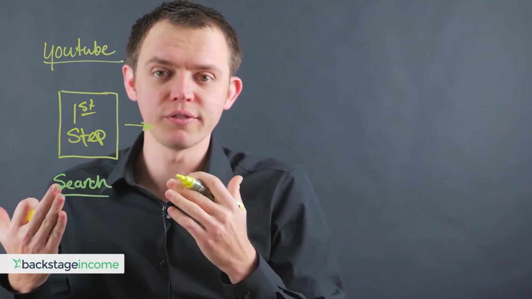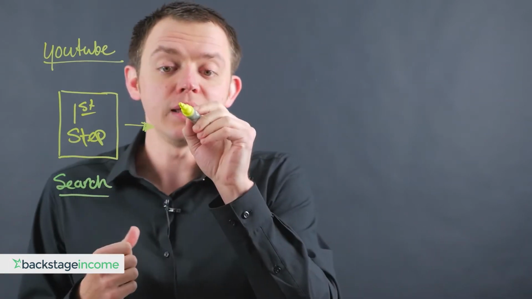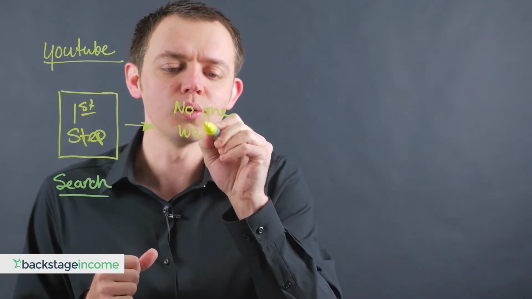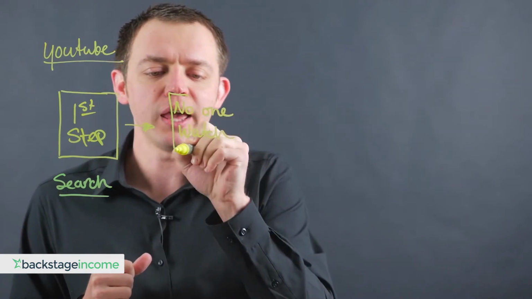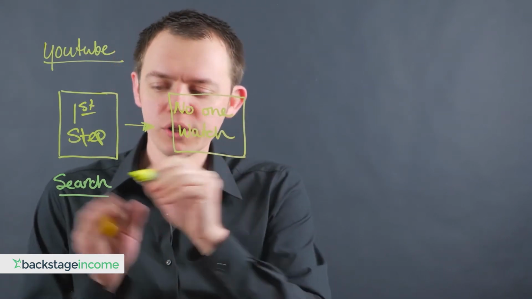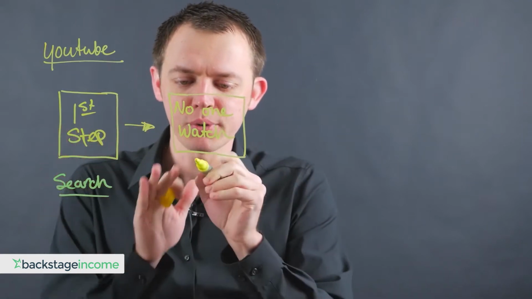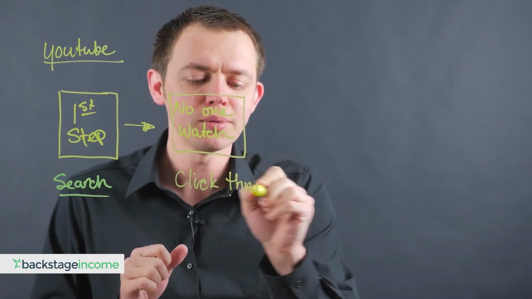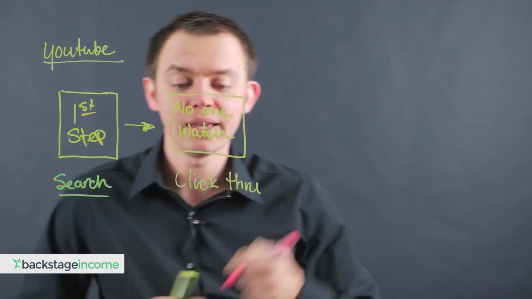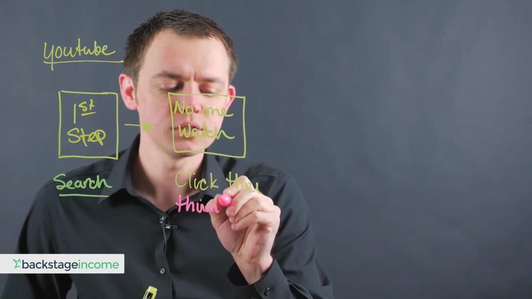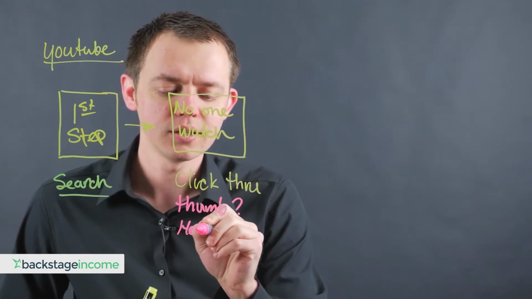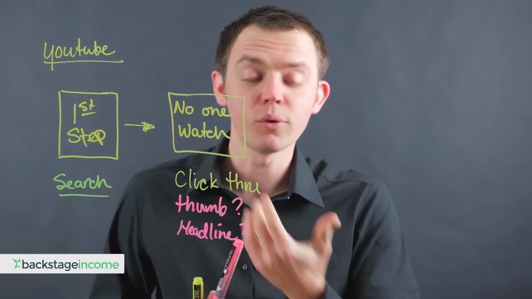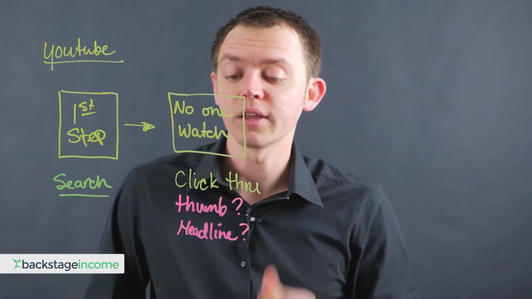If you go to the next step, if you have a bunch of videos, the search results are showing your videos, but is anybody watching? Let's say no one is watching. So what's the problem here? Well, it could be a click-through problem. So when you have the search part mastered, how about here? Is it a click-through problem? Meaning, how is your thumbnail? Are your thumbnails catchy? Is your headline also catchy? Is it getting the attention of the visitor or the audience to click through?